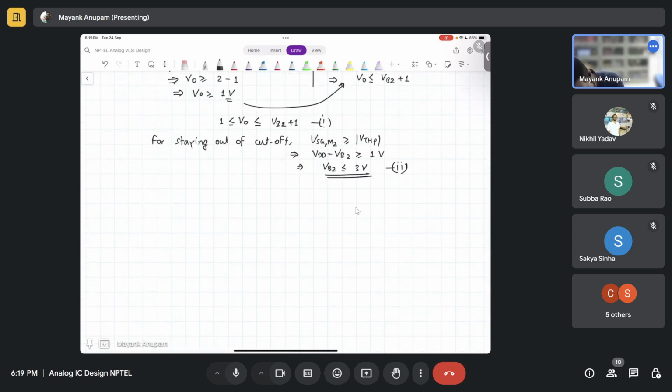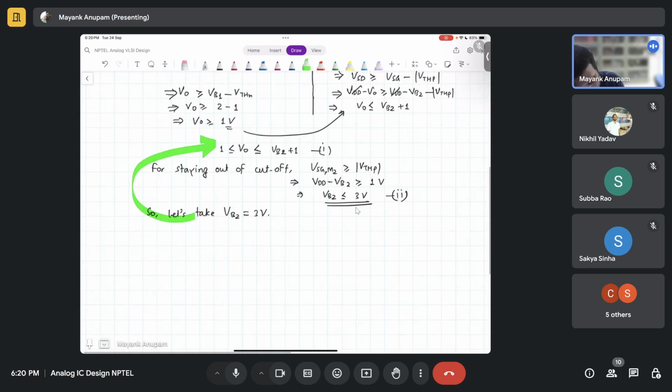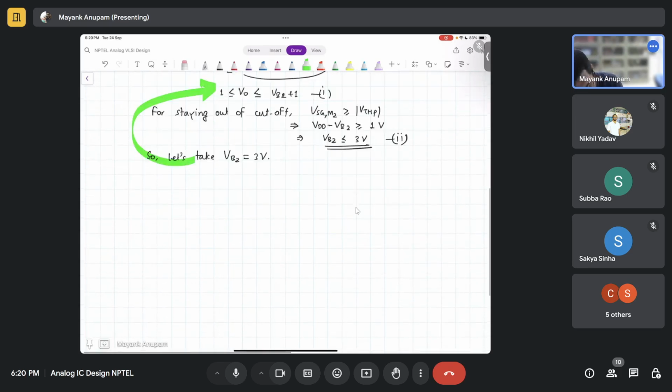Okay, so let's take VB2 is equal to 3 volts. So definitely this condition is not violated, right? VB2 is 3 volts, so VO is less than 4 volts, so that's fine. So the condition would be VO should be less than 4 volts, so that is fine. Now let us try to see what happens if we take VB2 is equal to 3 volts.